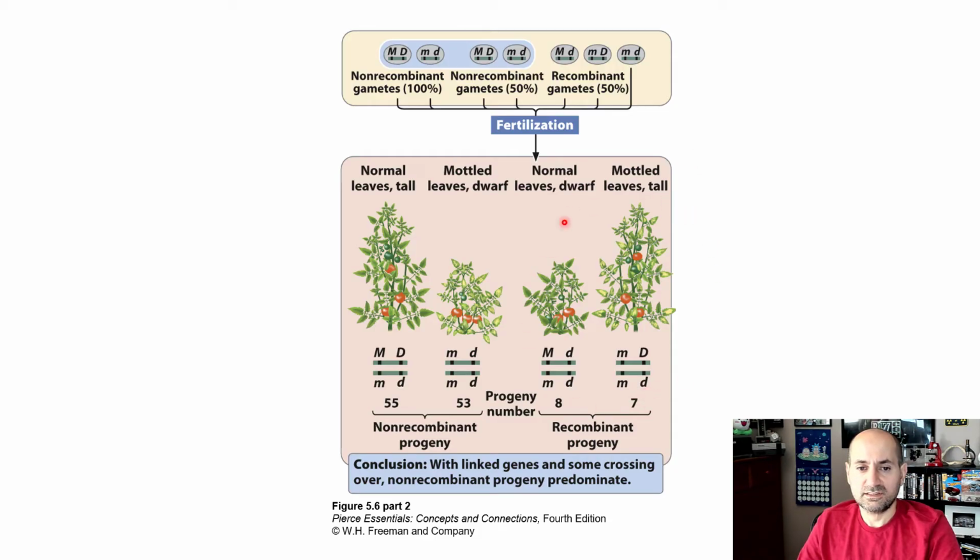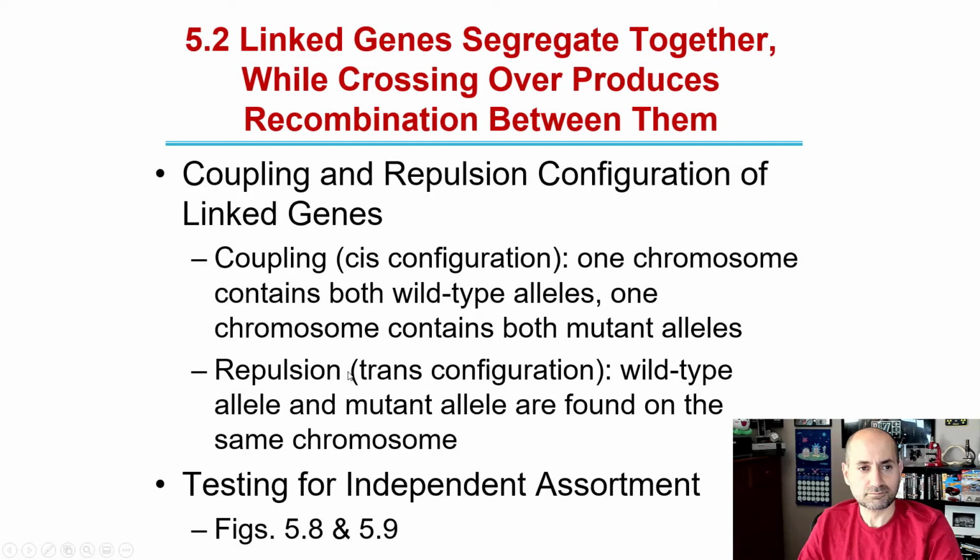And then what you could do is calculate the recombination frequency by doing math with these numbers. So again, the conclusion is with linked genes and some crossing over, non-recombinant progeny predominate. So when you have linked genes, you're going to see much more frequently non-recombinations, combinations that were present in the parents.